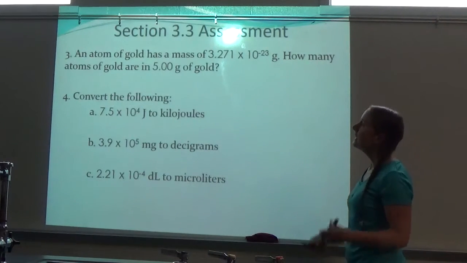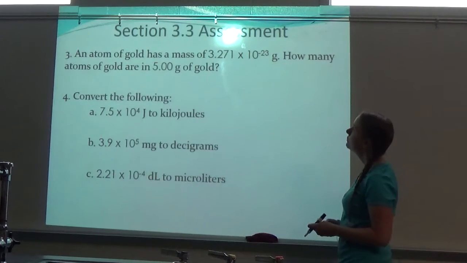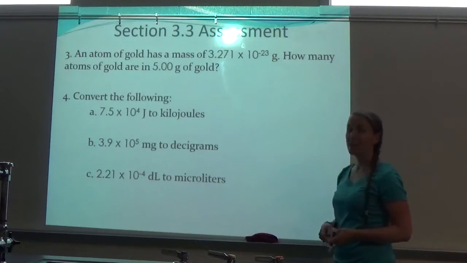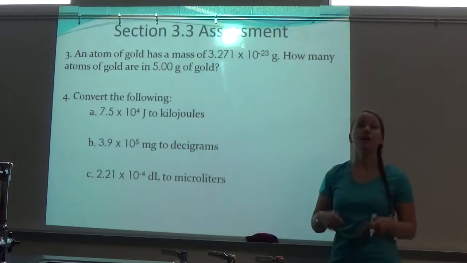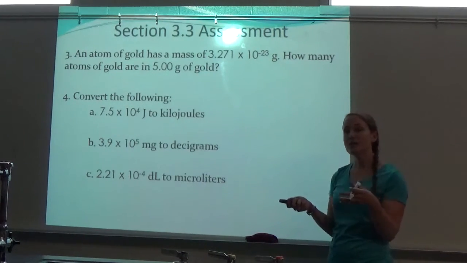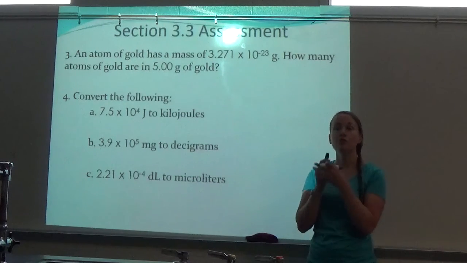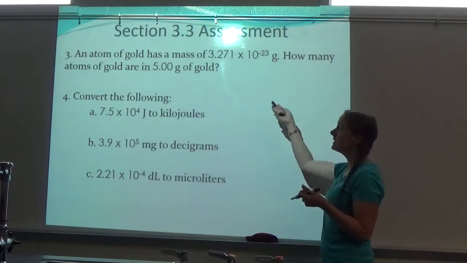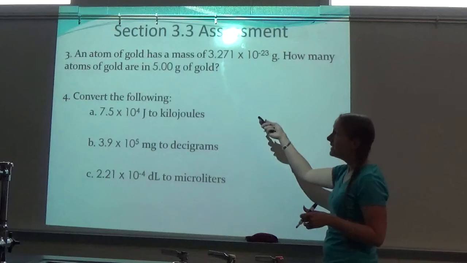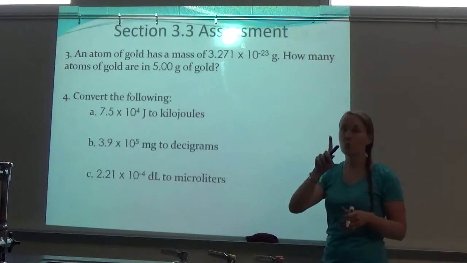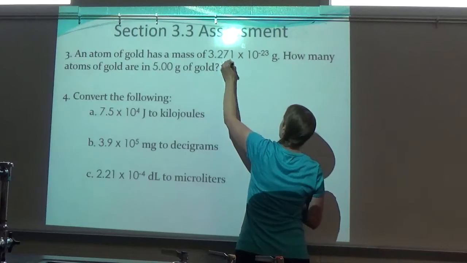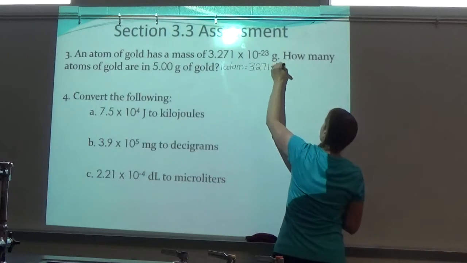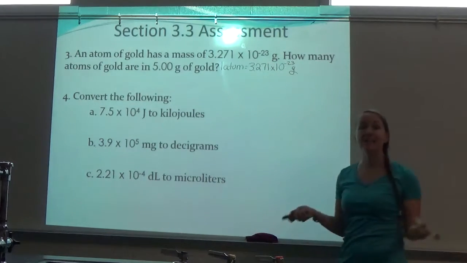All right, so it says an atom of gold has a mass of 3.271 times 10 to the negative 23 grams. How many atoms of gold are in 5 grams of gold? Now, have we talked anything about atoms yet? No. But the point that I'm trying to show you is as long as I give you the conversion factor, you should be able to convert anything at this point. It doesn't matter if you've even heard of it or not. So let's look at how this problem works. It says an atom of gold. So how many is an atom? 1. So 1 atom of gold has a mass of 3.271 times 10 to the negative 23 grams. So that's my conversion factor.